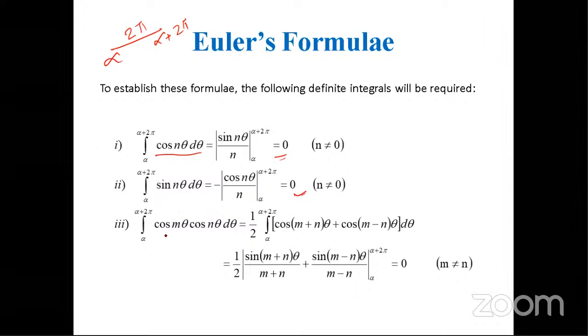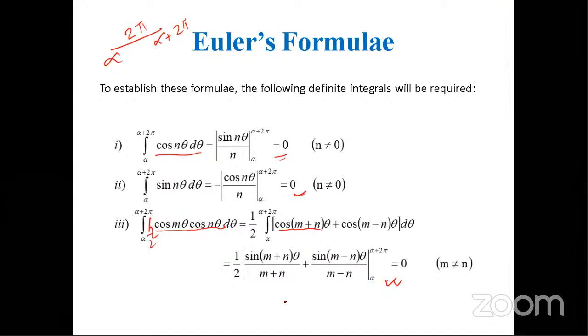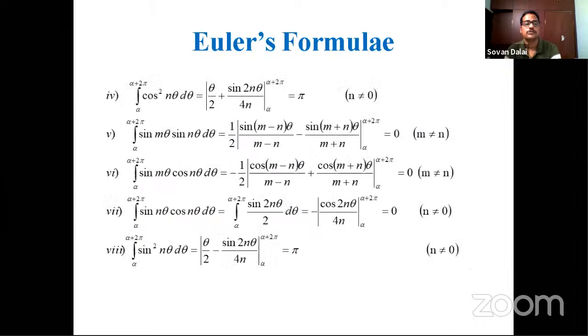Now we want to find the integration of cos m theta cos n theta. If you consider that as half into 2, it can be represented by cos (m plus n) theta plus cos (m minus n) theta. Now if you integrate and put in the limits, ultimately that value also equals 0. You just have to remember these general formulas.